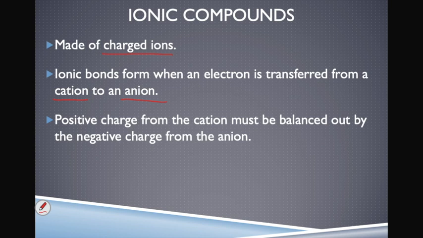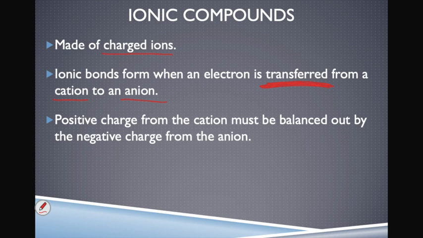Ionic bonds form in ionic compounds when an electron is transferred from a cation to an anion. If we compare this to how bonds are formed in molecular compounds, those bonds are formed by sharing electrons. So ionic bonds form in ionic compounds with a transfer of electrons. Covalent bonds form in molecular compounds by sharing electrons.